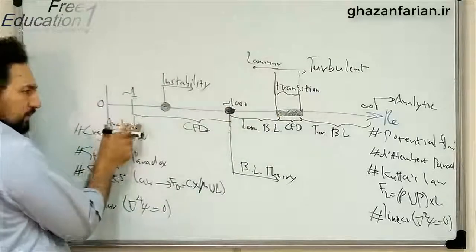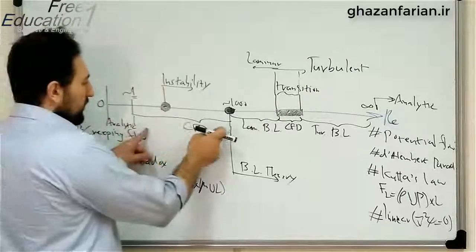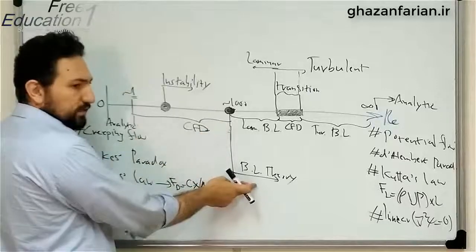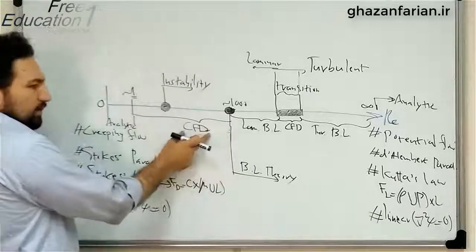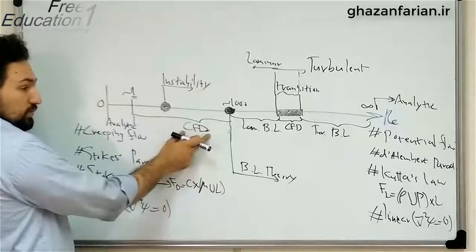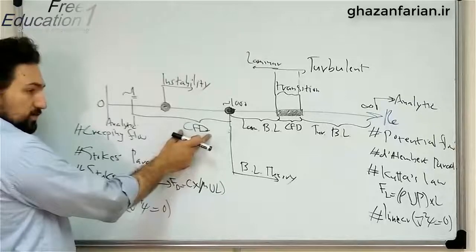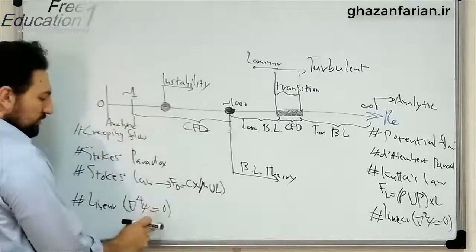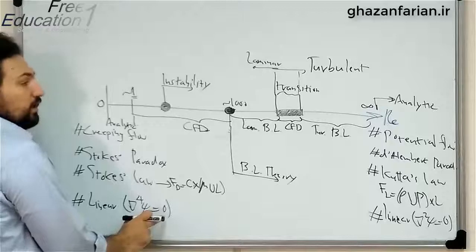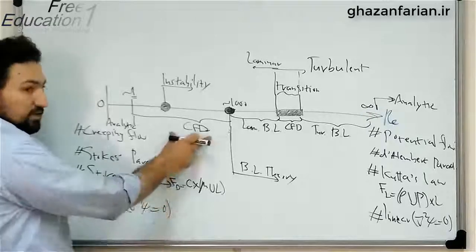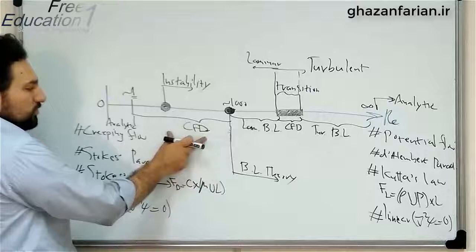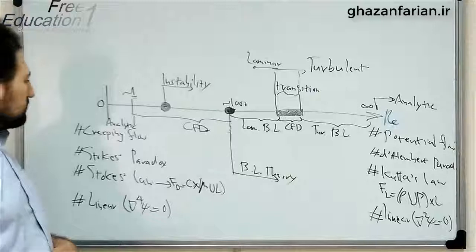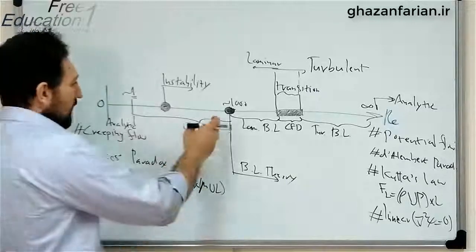First, we have a creeping flow. There is a region here where you are not allowed to use the boundary layer theory. So the only approach to solve the governing equations of the fluid is computational fluid dynamics. Here you can use the analytical tools because you have a linear governing equation, based on superposition. But here you have no other choice than CFD. CFD is the only choice.